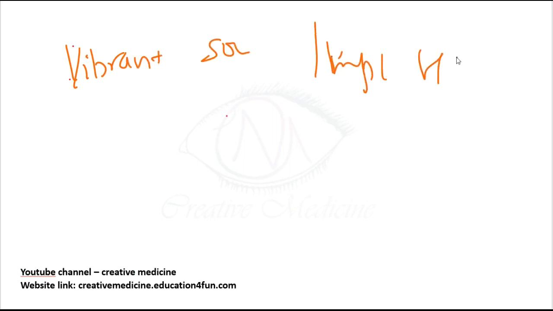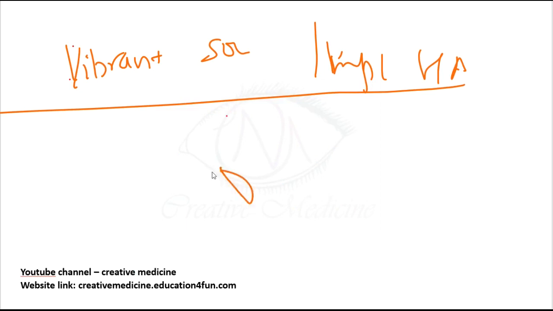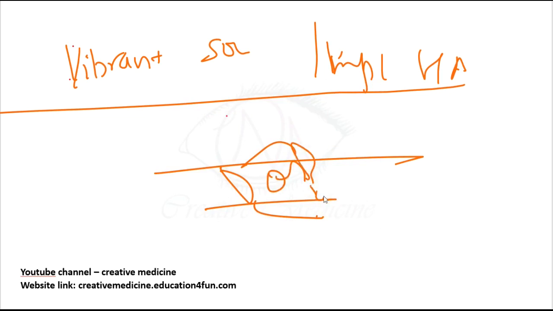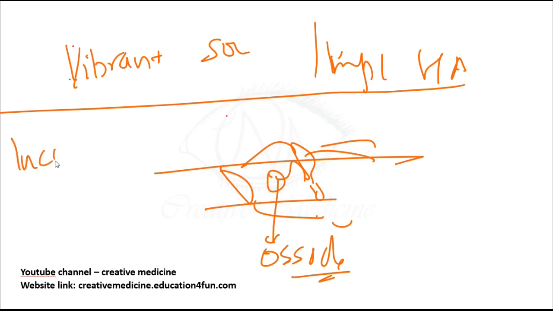We have the vibrant sound bridge, also called the implantable hearing aid. So what is this implantable hearing aid? It directly stimulates the ossicles, bypassing the external ear and the tympanic membrane. In this implantable part, there is a transducer, and this transducer is attached mainly to the incus.